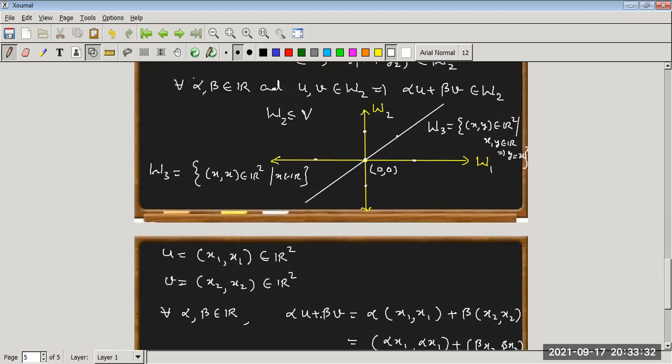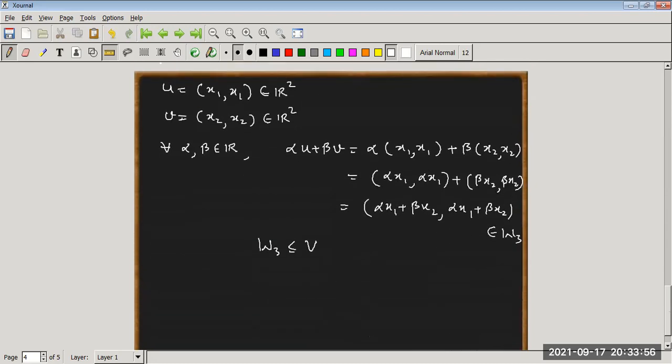So what we observe is that any line which passes through the origin becomes a vector space. All the lines which are passing through the origin are vector subspaces, right? We can generally say that any line that passes through the origin is in the form of y equal to mx. Y is equal to mx.